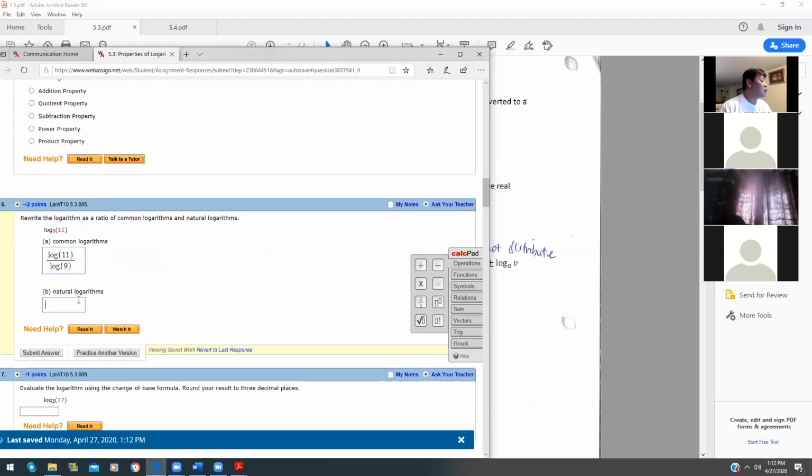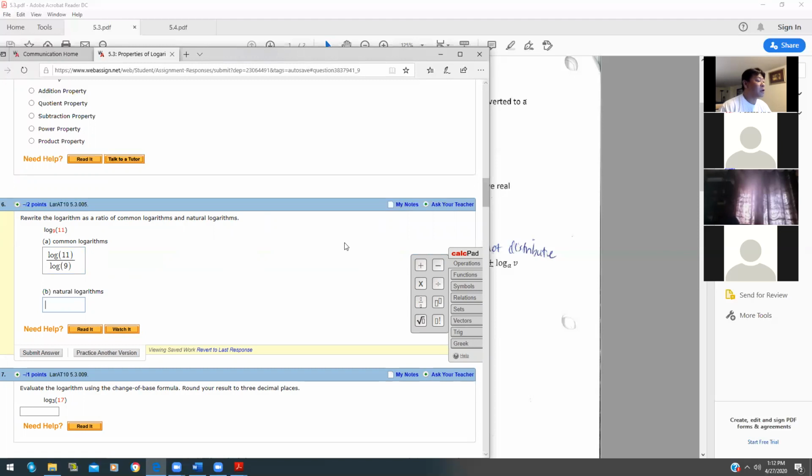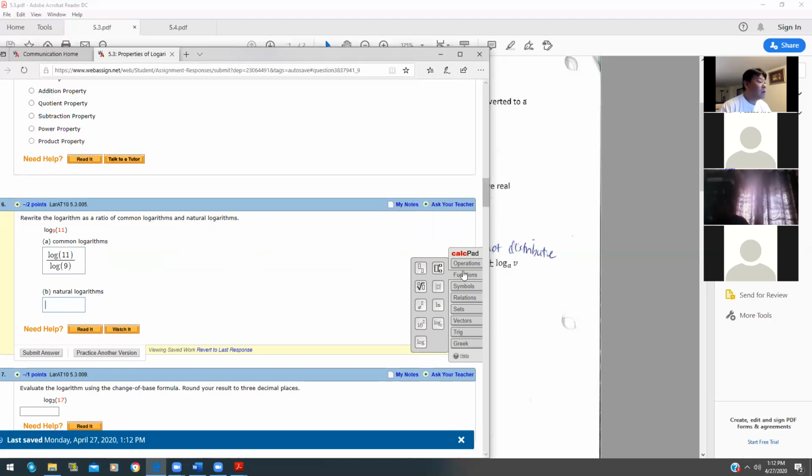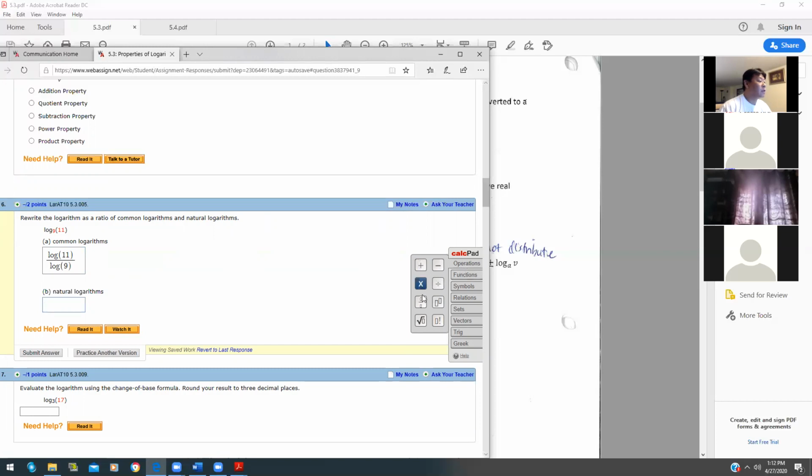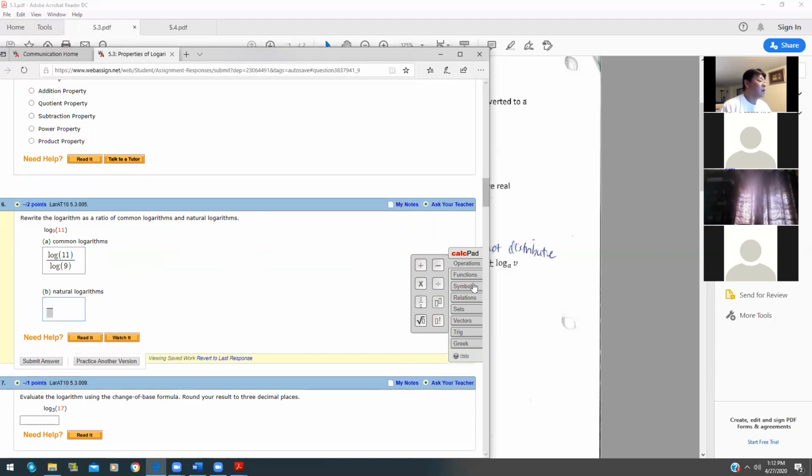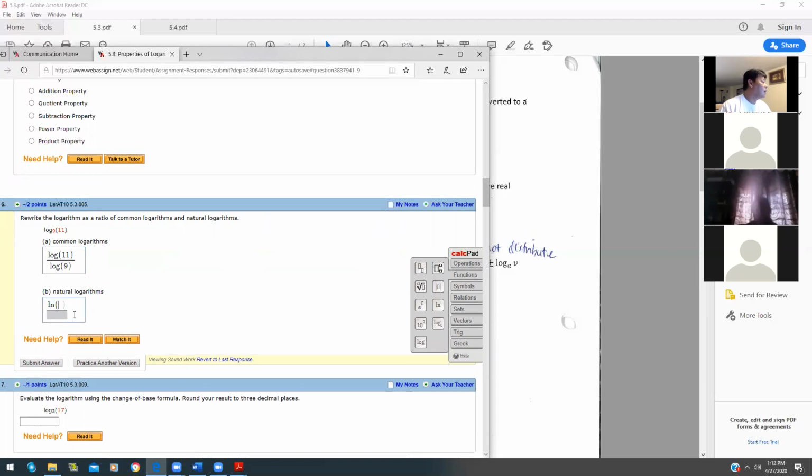And then for natural log, you don't use log, you use ln. So you put fraction first. Where's my fraction? There you go. And then you do ln 11. Same thing.